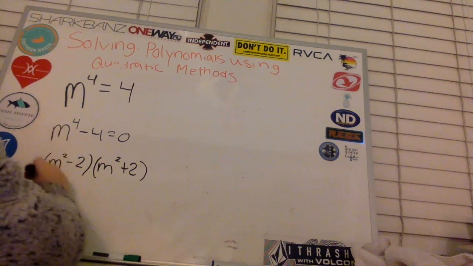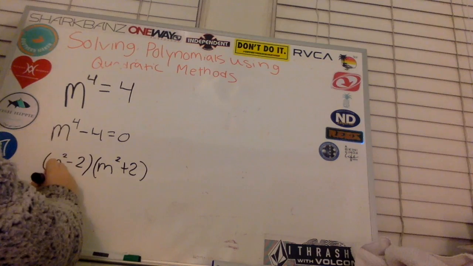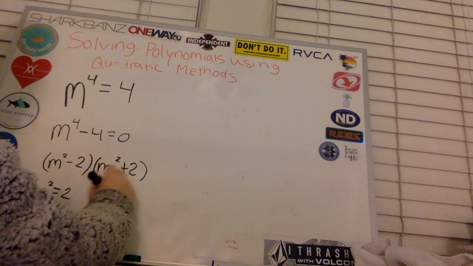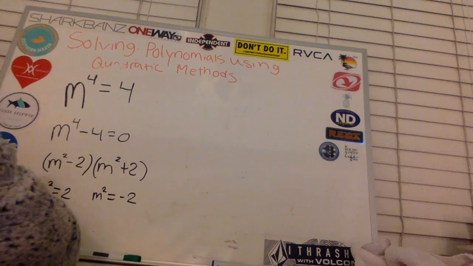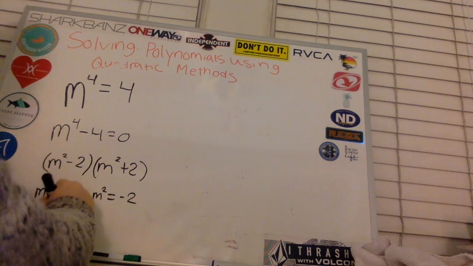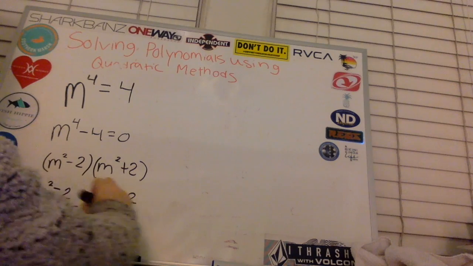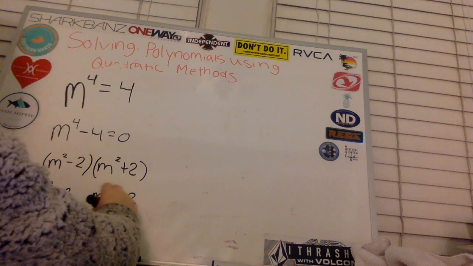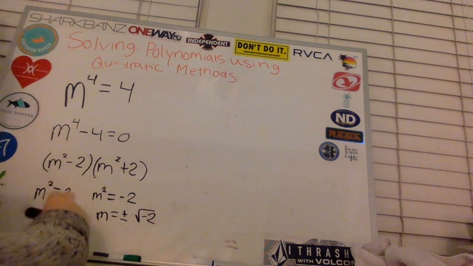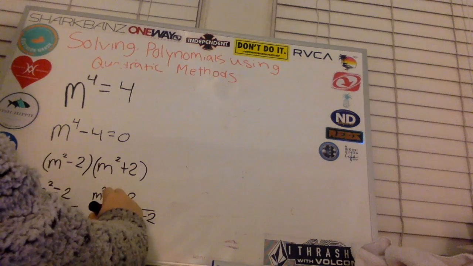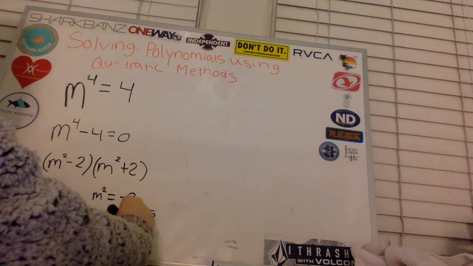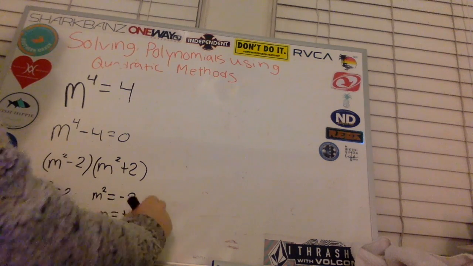Now all we have to do is solve. M squared equals 2. M squared equals negative 2. And take the square root. M equals plus or minus square root of 2. And M equals plus or minus the square root of negative 2, but we have to be careful there because it's now imaginary. So it would be M equals plus or minus i square root of 2.